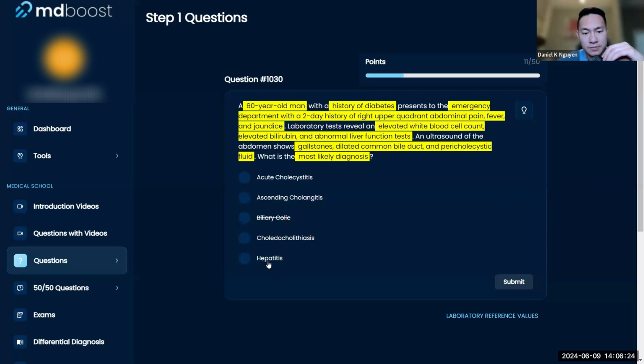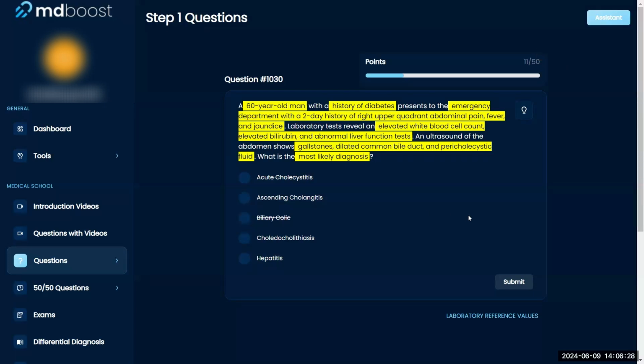I'm leaning towards ascending cholangitis just because the white blood cell count is high, and if you don't have a constant flow of bile, it can allow bacteria to invade. Choledocholithiasis, I mean, that is literally bile duct gallstones. So I don't know why that would be wrong in my opinion, but I would go with this.